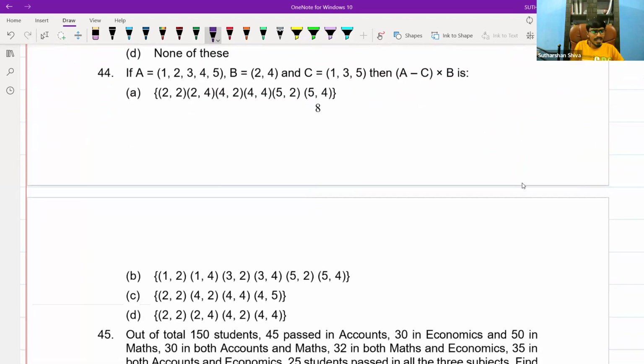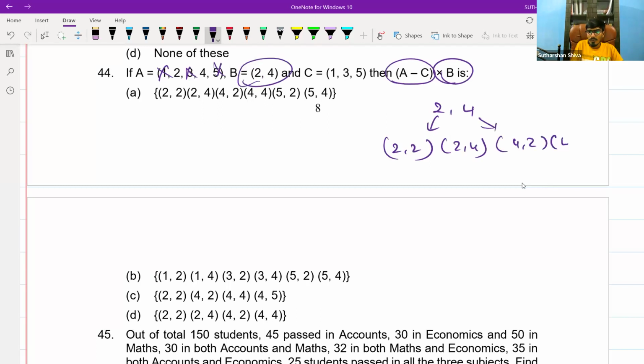Then 44 is a slightly easier part. A minus C. From A, remove C. 1 is gone, 3 is gone, 5 is gone. You are left with 2, 4. Multiply by the B. What is B? 2, 2. Then 2, 4. This is what you will multiply. By taking 2, you will multiply all the B. By taking 4, 4, 2, 4, 4.